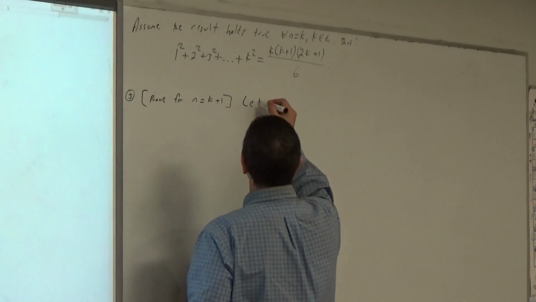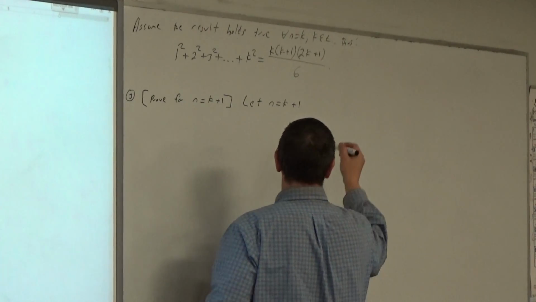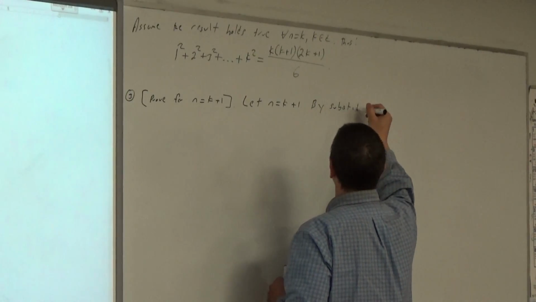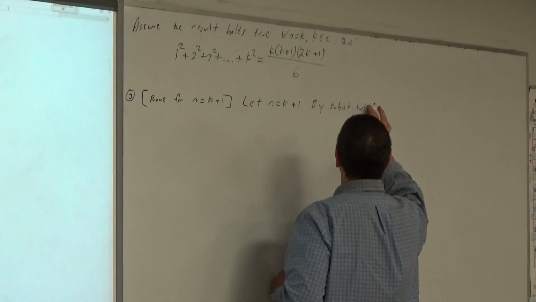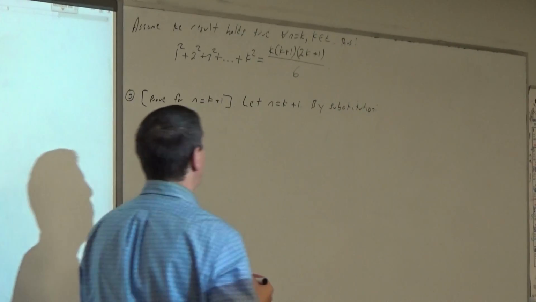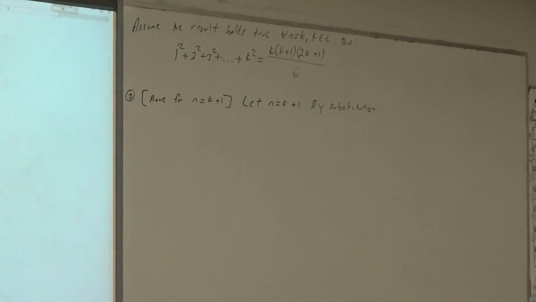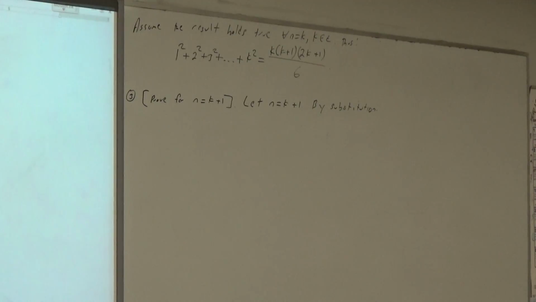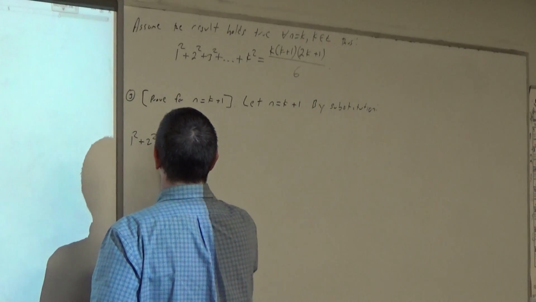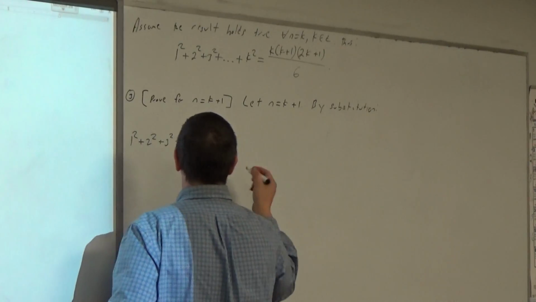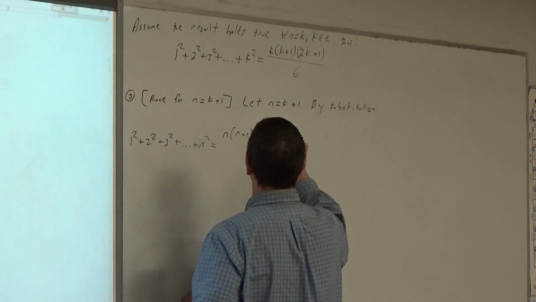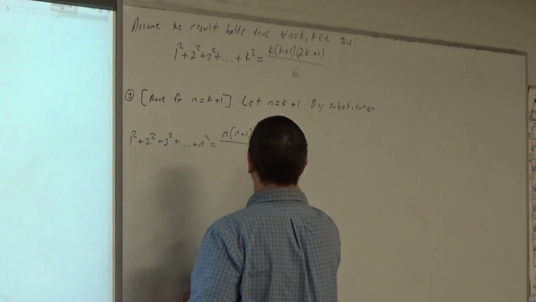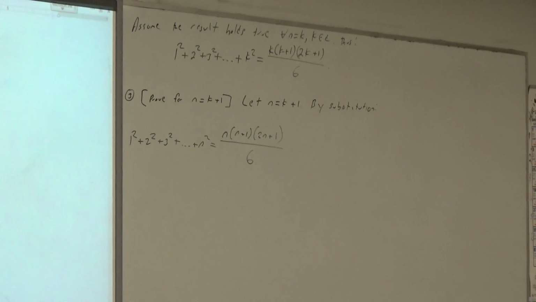Let's let n equal k plus 1 by substitution. Let's go ahead and make sure we can write this. Does anybody think they might know? Well, I'm going to write out what we initially had, so let me do that. So we have 1 squared plus 2 squared plus 3 squared plus and so on plus n squared is equal to n times (n plus 1) times (2n plus 1) over 6. That's just the original that we were given. Does anybody think they might know what it's going to look like after we perform the substitution where n is equal to k plus 1?